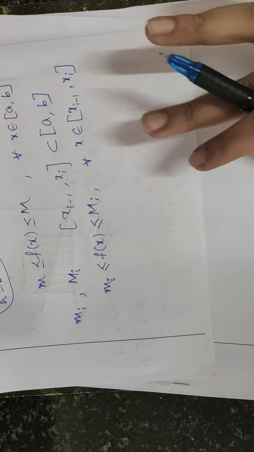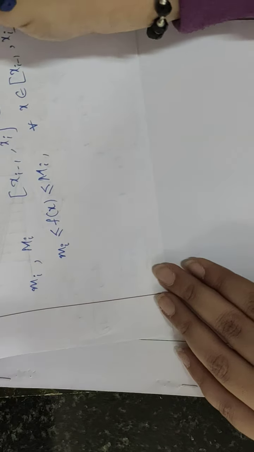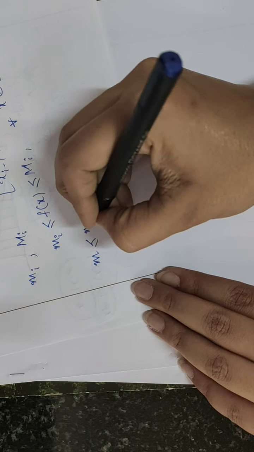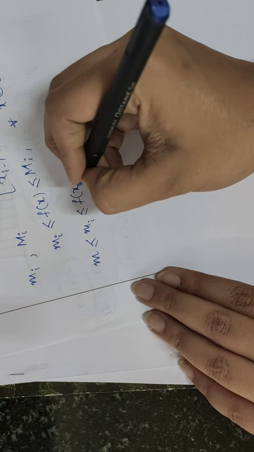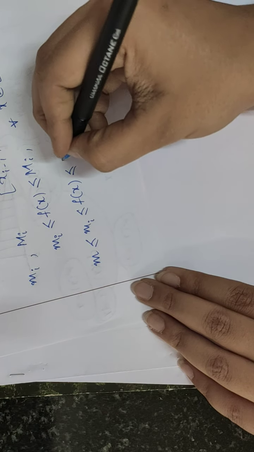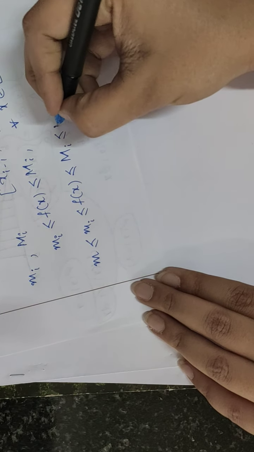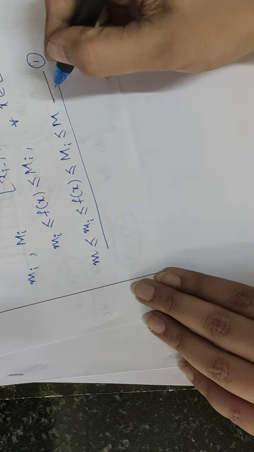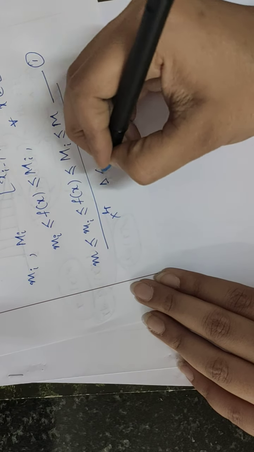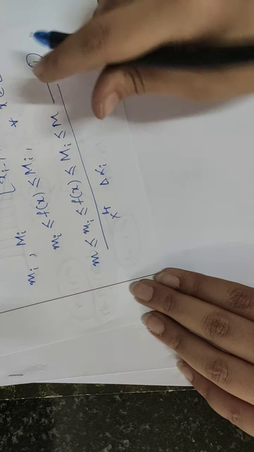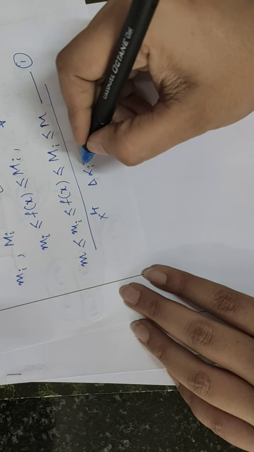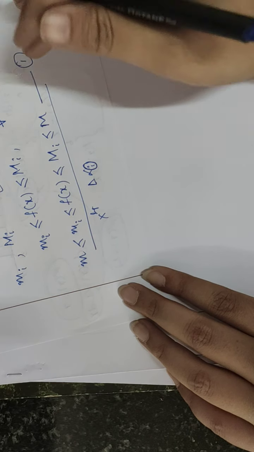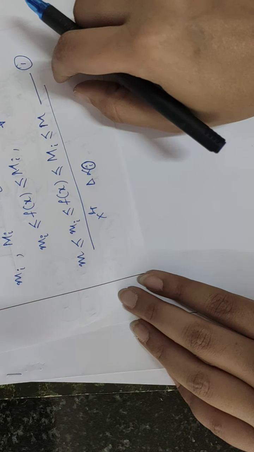Alright, so now combining these two, I can get one inequality, that is m is less than or equal to mi, which is less than or equal to my function f of x, which is less than or equal to capital Mi, less than or equal to capital M. Call this inequality 1. Now to this inequality I will multiply delta alpha i. Since i ranges from 1 to n, I will introduce a summation along with this delta alpha i.